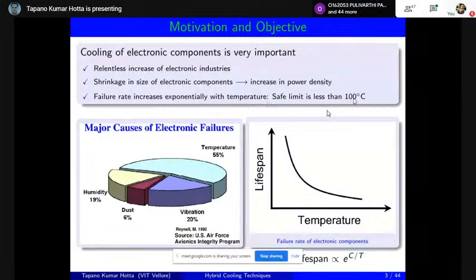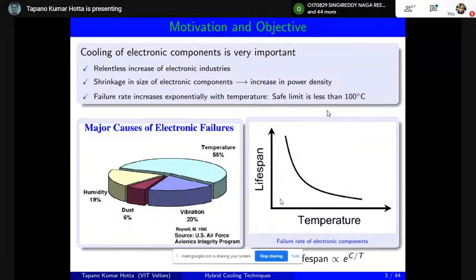And it has been seen that the failure rate is exponential. If the temperature is not controlled below 100 degrees centigrade, then there will be an exponential failure rate of these electronic components. Now, this pie chart has been taken from the US Air Force Avionic Integrated Program, and you can see that apart from humidity, dust, as well as vibration, the major factor that causes the failure of electronic components is temperature. So that's what I told you, that there is an exponential rise of the failure with temperature.